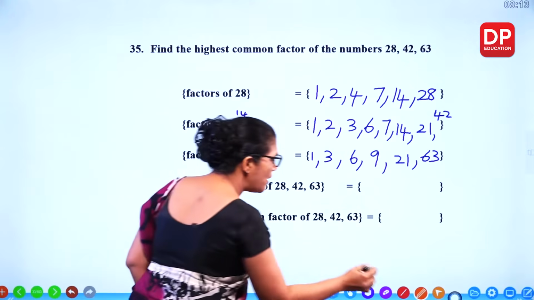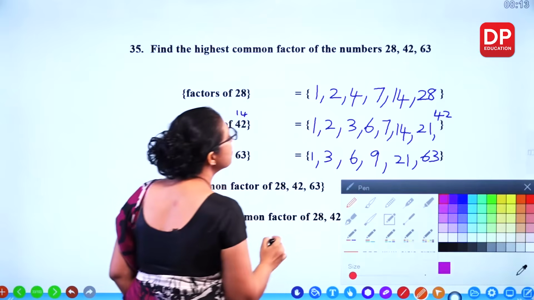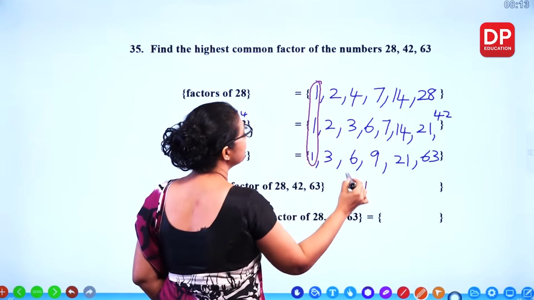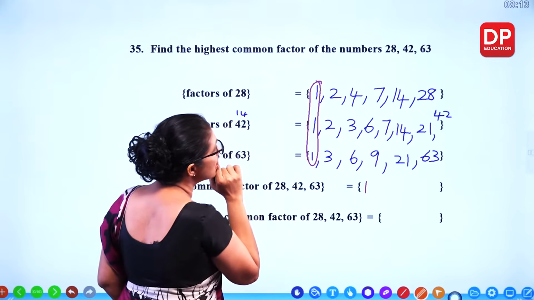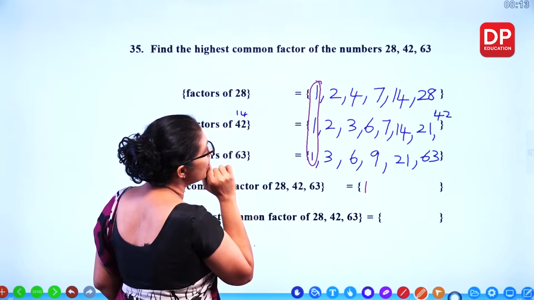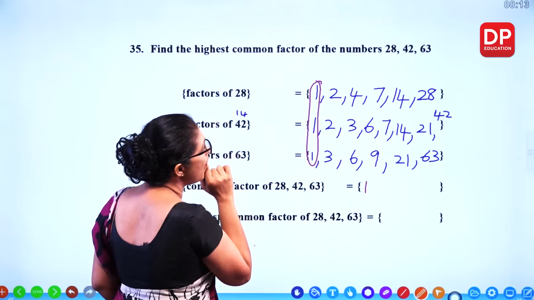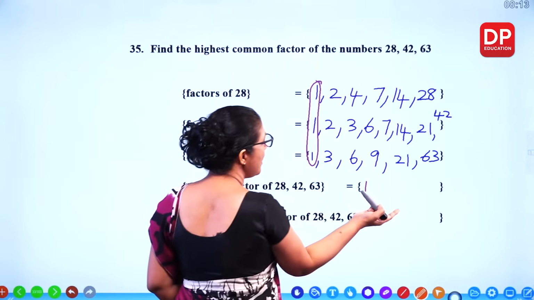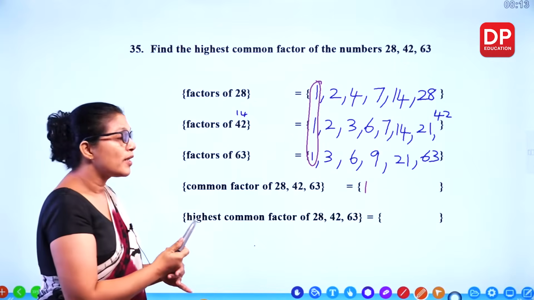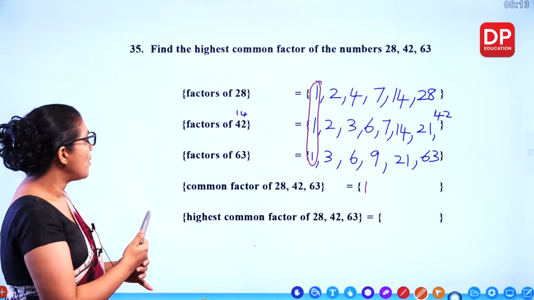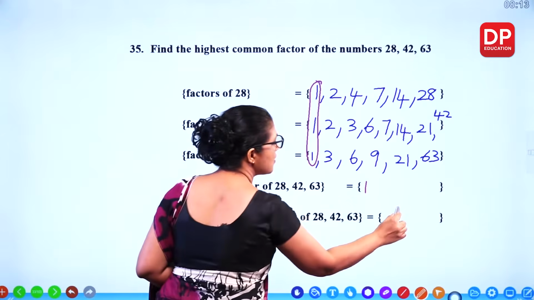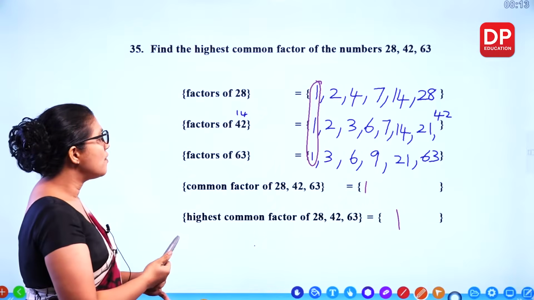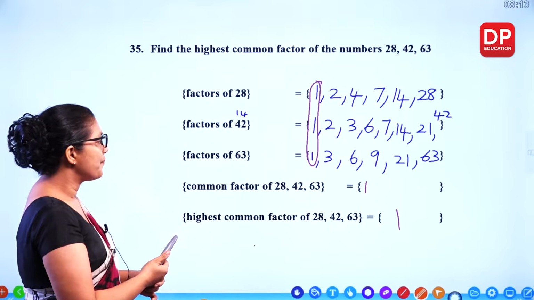Now, what are the common factors out of those? We'll find out common ones. 1 is common. 2 is not. 6, no. 9, 21, it's not common. So, only 1. So, what's the highest common factor of this? You get only 1. So, the highest common factor of 28, 42 and 63 is 1.